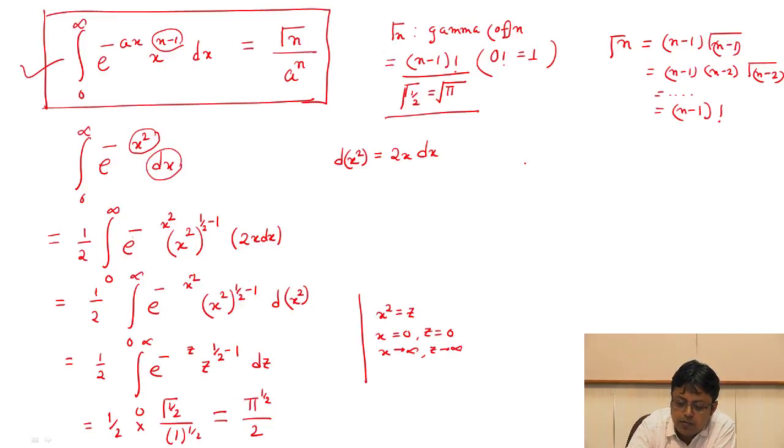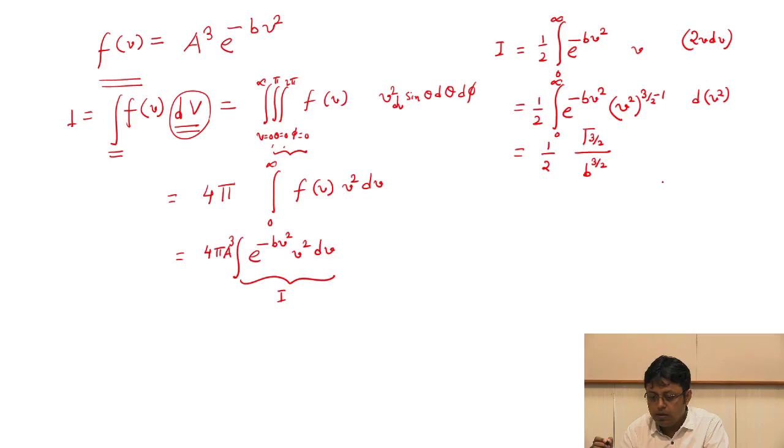So if it is gamma 5 by 2, for example, it will be n minus 1 gamma n minus 1. So n minus 1 is 3 by 2 gamma 3 by 2. Now gamma 3 by 2 we will write as 3 by 2 into n minus 1. So 3 by 2 minus 1 is half into gamma half, and we already know that gamma half means root pi. So it will be nothing but 3 by 2 into half into root pi.